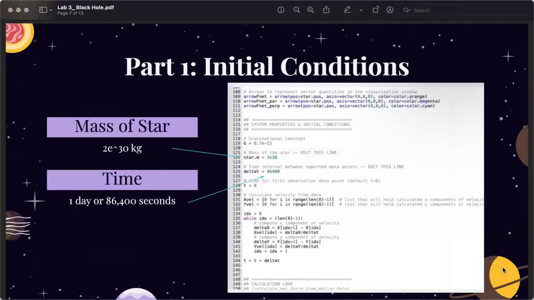So first, starting out with part one, a lot of this lab was through GlowScript. So I just wanted to talk about some of the initial conditions. The mass of the star is going to be 2e30 kilograms. And then the day or the time, like I said before, is going to be 1 day or 86,400 seconds. So we went ahead and entered that into the GlowScript code.